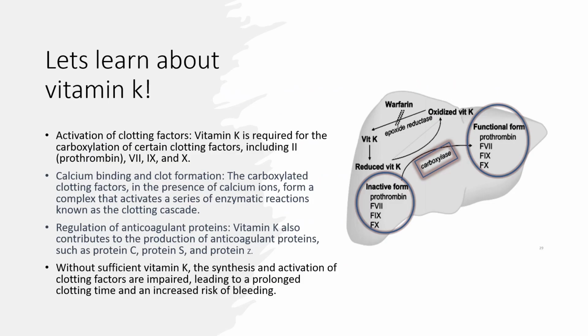So let's learn about vitamin K. What is vitamin K? It is a vitamin which is required for the coagulation cascade, and it activates the clotting factors like factor 2, prothrombin, 7, 9, and 10. 2, 7, 9, 10. These are very important from the examination point of view. Vitamin K activates clotting factors 2, 7, 9, 10. 2 is also prothrombin.